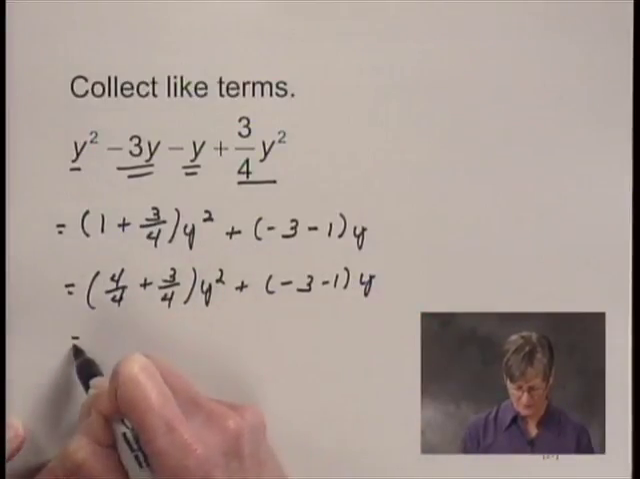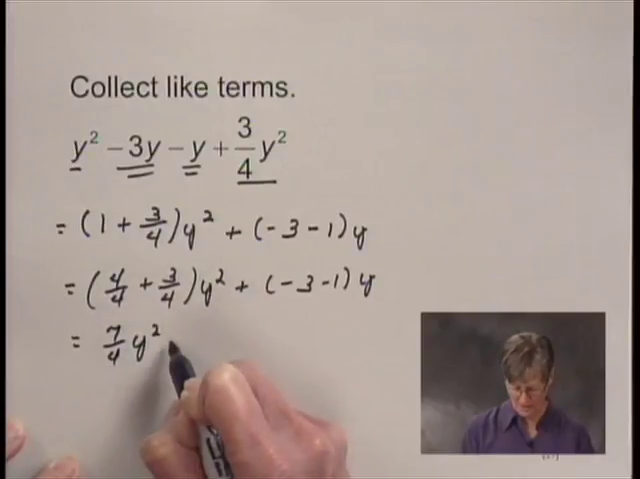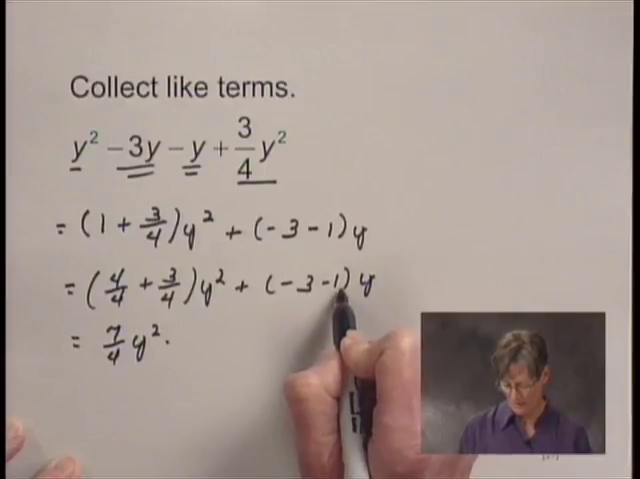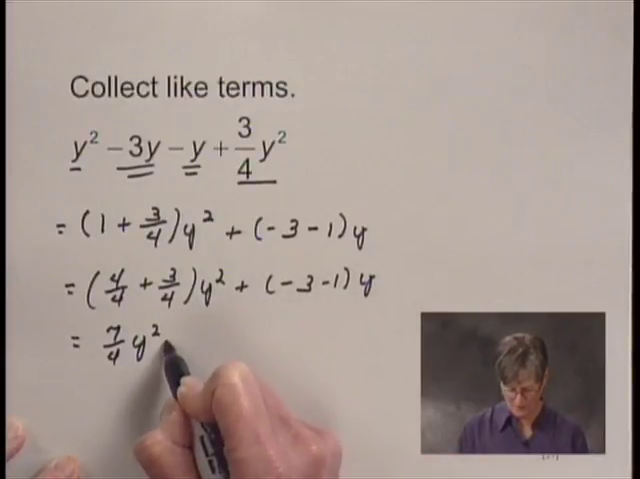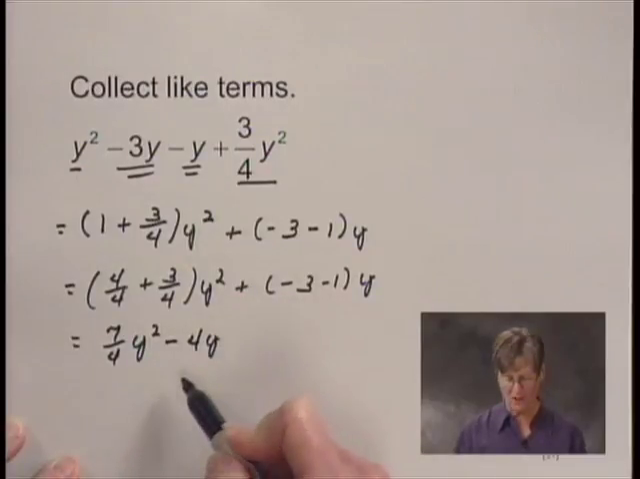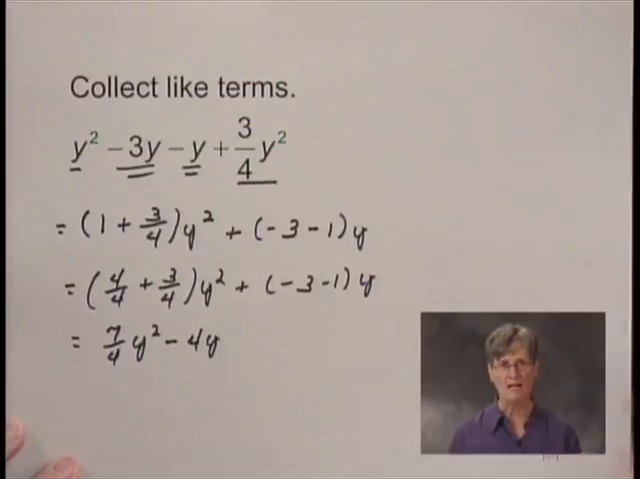4/4 plus 3/4 is 7/4. So I have 7/4 y squared. And when I do this computation, negative 3 minus 1, I get negative 4. So I'm going to have negative 4 times y. So the expression with the like terms collected is 7/4 y squared minus 4y.